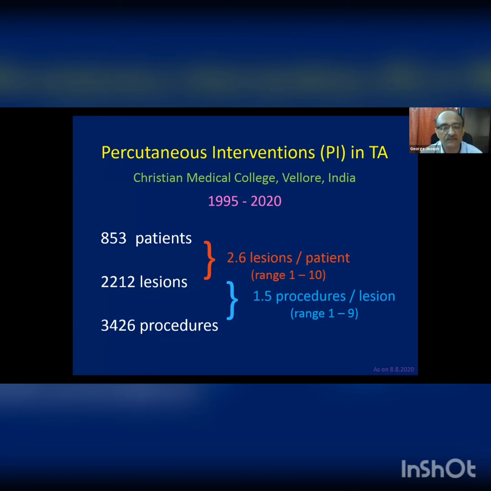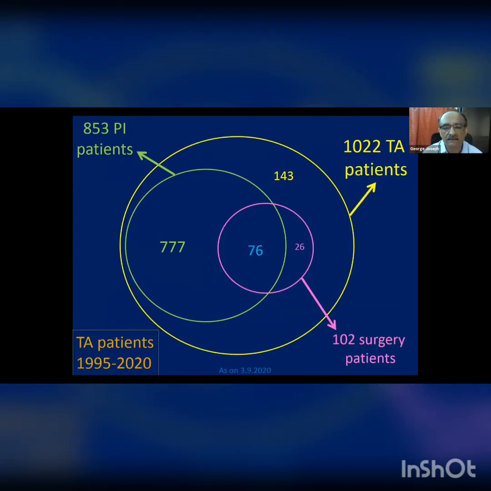So I'll just briefly touch on our data. We've been working on Takayasu arteritis for 25 years: 853 patients, 2,200 lesions, and 3,400 procedures. They come from a subset of 1022 patients. The vast majority, 853, had percutaneous interventions, 102 had surgery, and 143 had medical treatment.